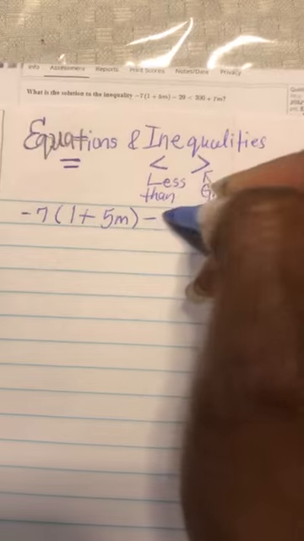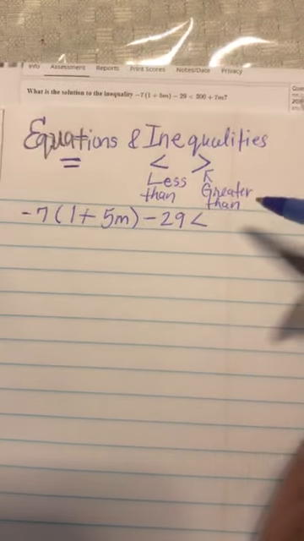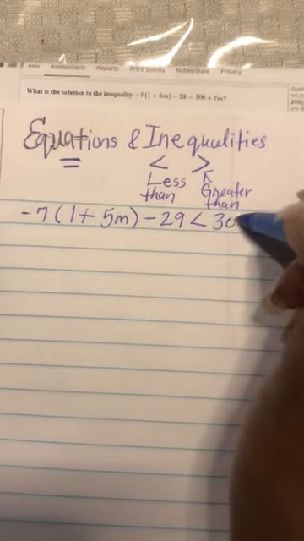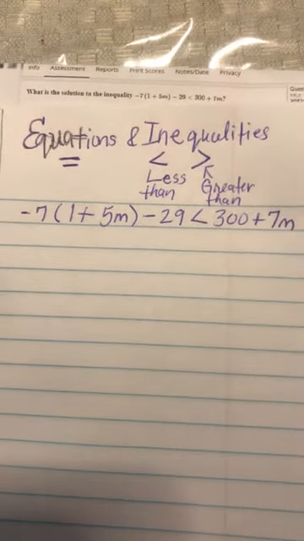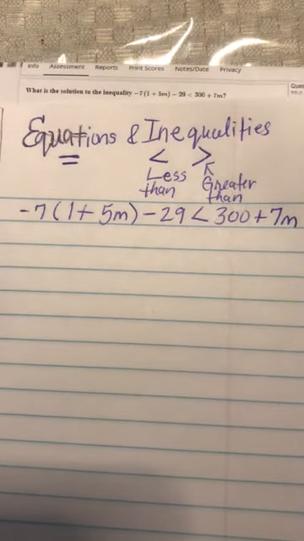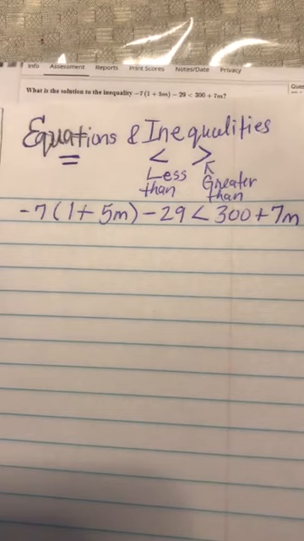Okay, I'm going to rewrite this problem right here on this side. So we have negative 7 parentheses 1 plus 5m parentheses minus 29 is less than, because it's shaped like an L, 300 plus 7m. And our whole purpose is to solve for m or get m by itself.